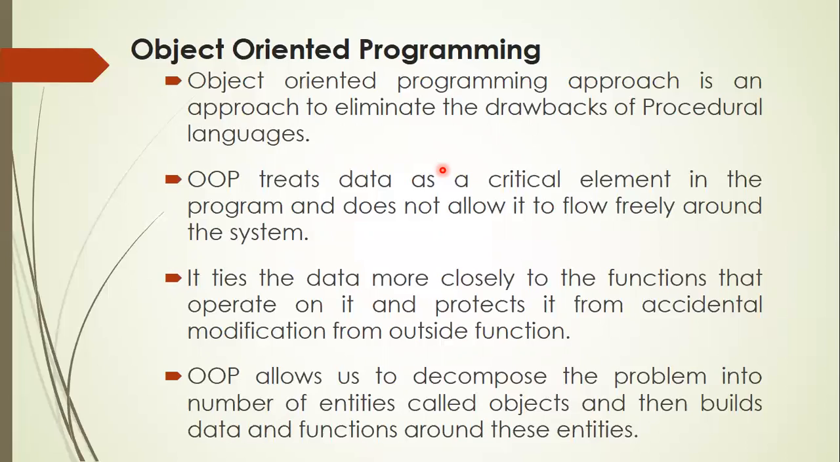We are concentrating only on what is called a function. But when it comes to object-oriented programming, your concentration is not on function, it is mainly on the data. So object-oriented programming considers data as a critical element, and it never allows the data to move freely from one object to another object. Data cannot move freely on its own from one place to another. It is tied inside a particular object. So it ties the data more closely to the function. Only the data can be accessed by the corresponding function of that particular object.